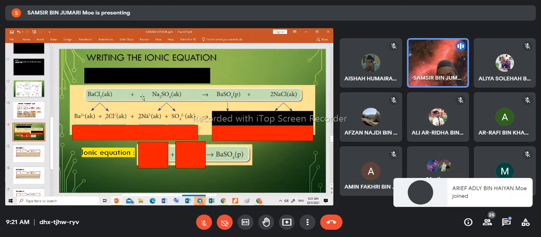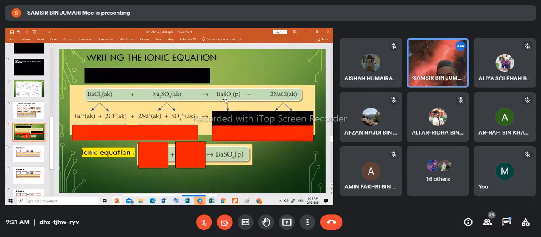So barium chloride and sodium sulfate produce barium sulfate and sodium chloride. Barium sulfate is an insoluble salt. So actually, the reaction is between the barium ion and sulfate ion.